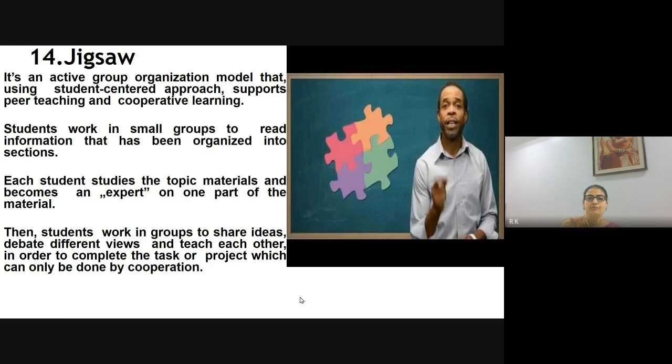Each student studies the topic of the materials and becomes an expert on one part of the material, maybe based on their specialization or their skills. Somebody might be good in presentation, somebody might be good in understanding the context, some students might be very good in deliberating the diagnosis of the particular problem. Yes, please distribute and give. Then the students work in groups to share their ideas, debate the different views, and teach each other in order to complete the task or project, which they can only do by cooperation. That's called the jigsaw method.